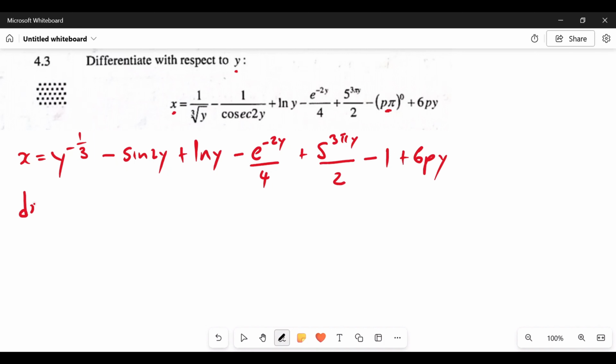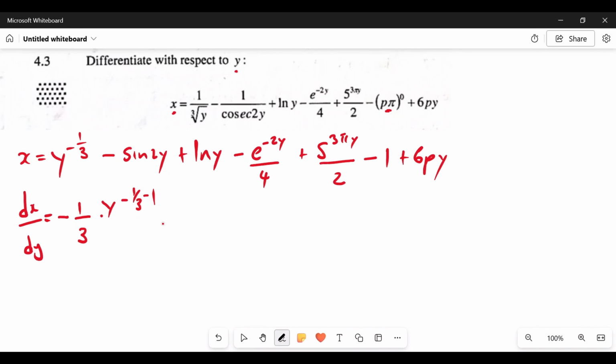So this time we're going to say dx over dy. Do not forget, guys, we are deriving x with respect to y. So the standard derivative on the first term is going to be negative 1 over 3. Multiply by y, then we have negative 1 over 3 minus 1. So this is the first term.